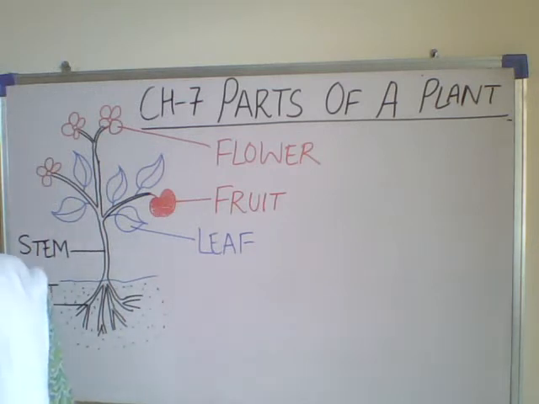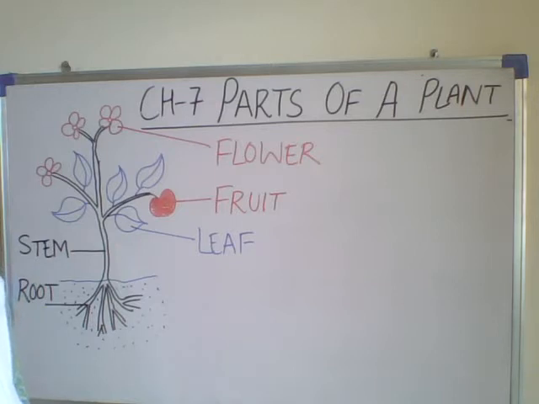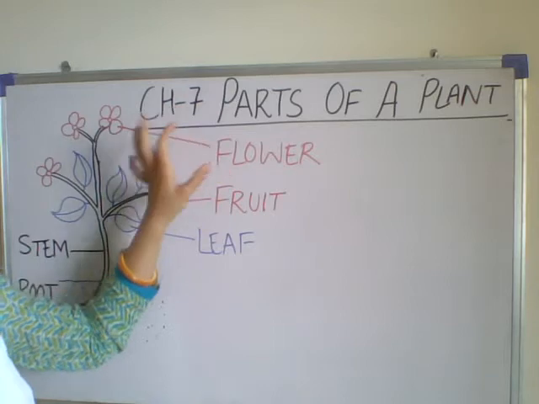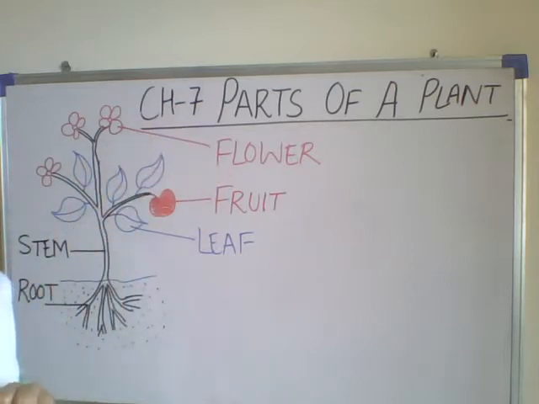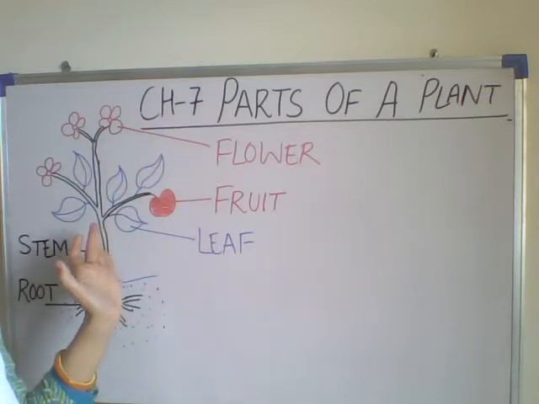Different parts of a plant work together to help it live and grow. These are the different parts of a plant. They work together to help this plant to grow.